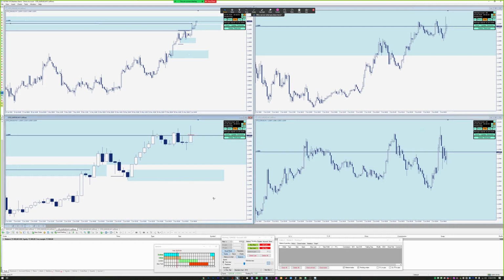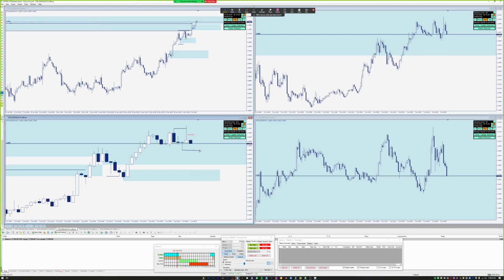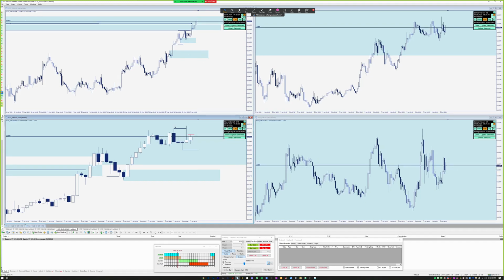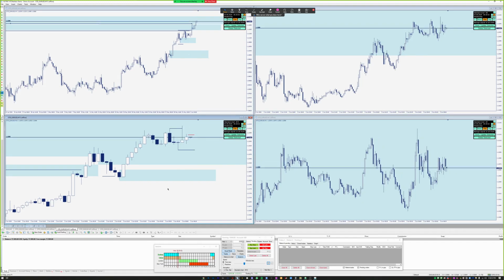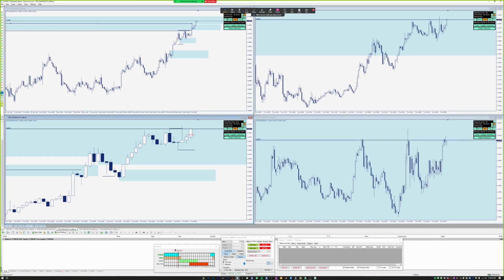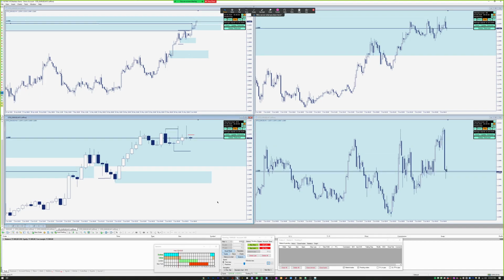That's okay. Again, I want to see this low get broken. That would be my change of character. We are within our 4-hour POI too, right? So let's see. We're still early in the session too. It's not even London Open yet. It's just really rangy.